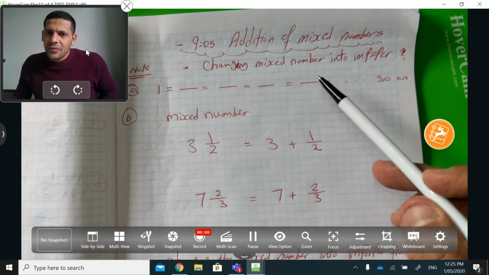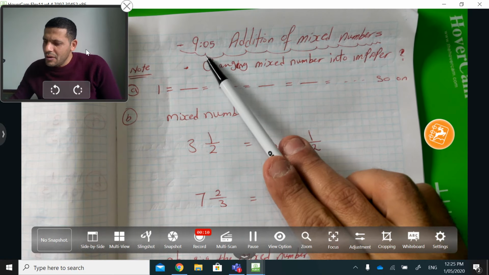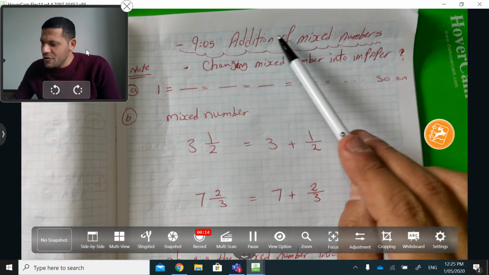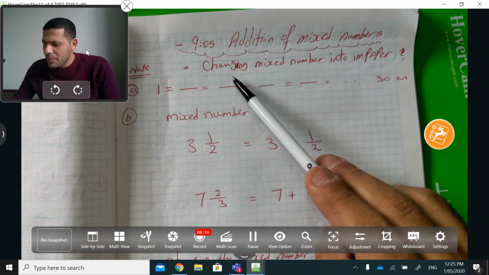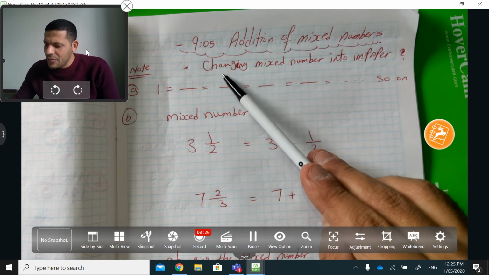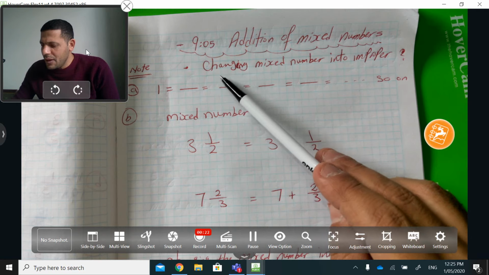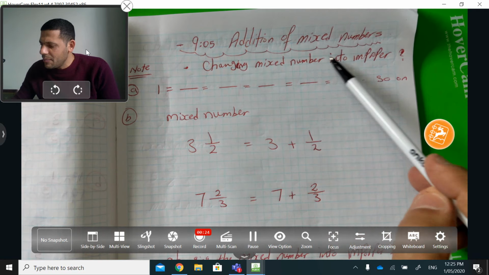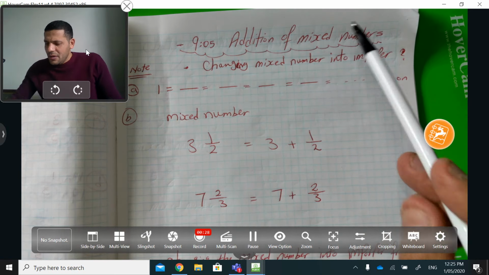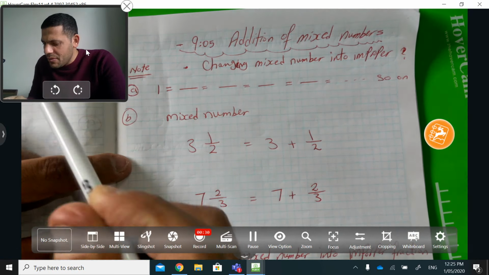Today we're going to focus on chapter 905, addition of mixed numbers. But before we start with the addition and subtraction, we're going to focus on how to change from mixed number into improper fraction, and we do the opposite as well. So I'll give you first some notes.